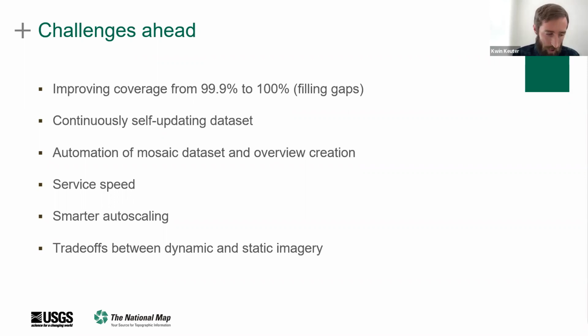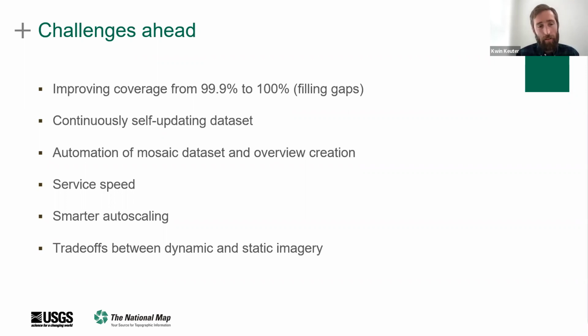So we're going to work on some tools that help us intelligently detect where we need to go fetch maybe the image from the prior year, if it wasn't available in the current year. We're trying to push towards a continuously self-updating data set, so that we can just focus on making this better rather than going through the toil of manual steps. And part of that involves automating Mosaic dataset and overview creation, which we might do one day, we'll see.